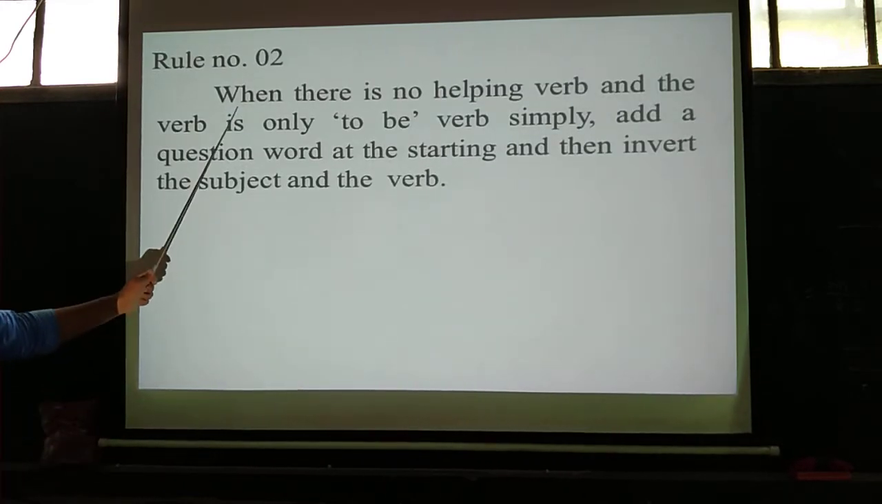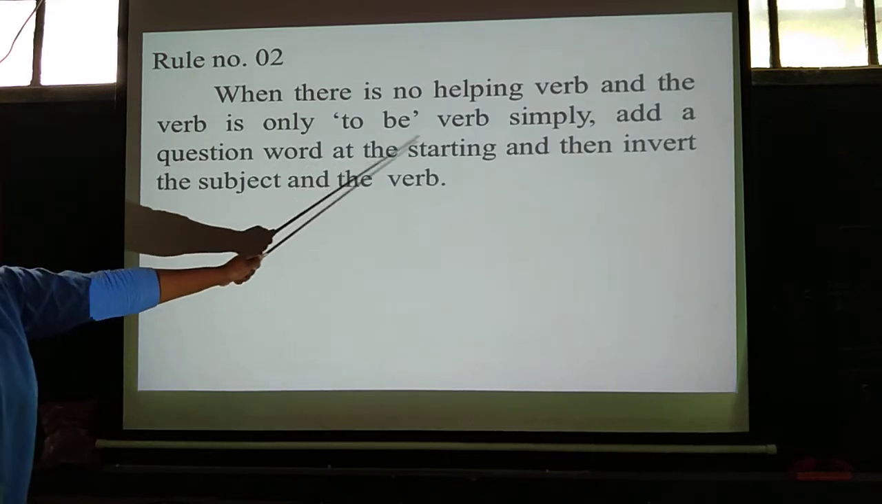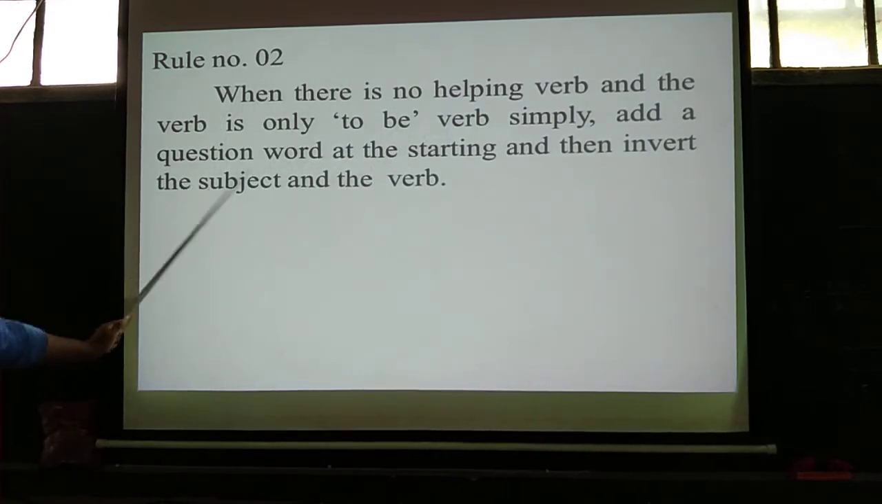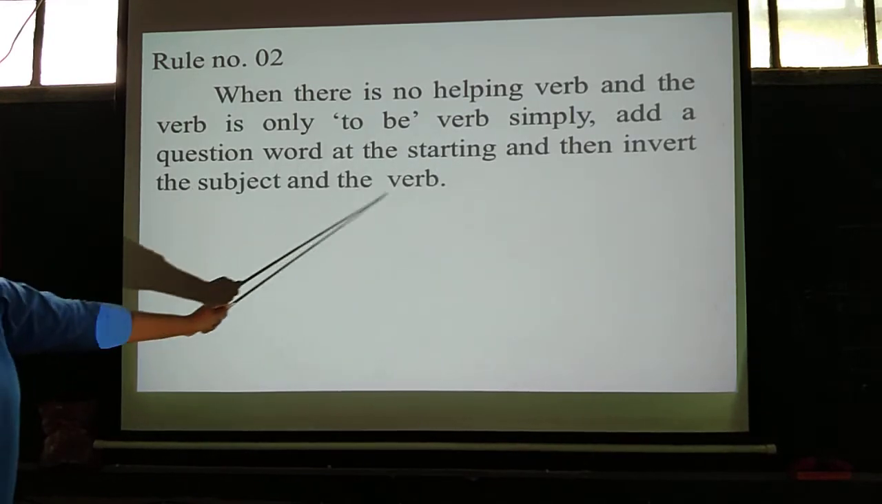So where was a hare walking? Okay. The second rule: when there is no helping verb and the verb is only to be verb, simply add a question word at the starting and then invert the subject and the verb.